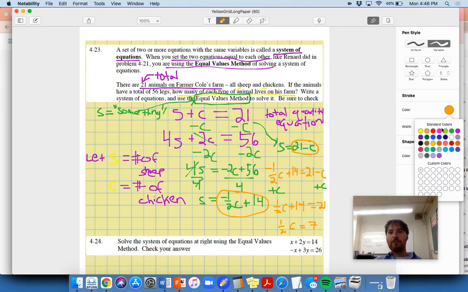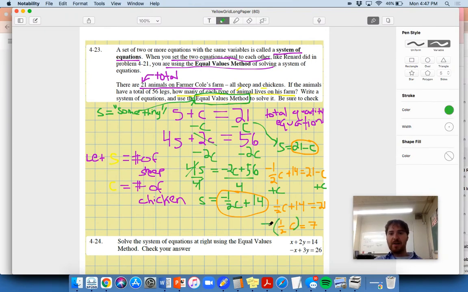Okay, so when you have that fraction there, 1/2 times C, you just multiply both sides by 2, and that's what's going to get rid of the 2 denominator here. 2 divided by 2 is 1. We made a 1 there. Nice. So I get C equal to 7. So I'm going to have 7 chickens.